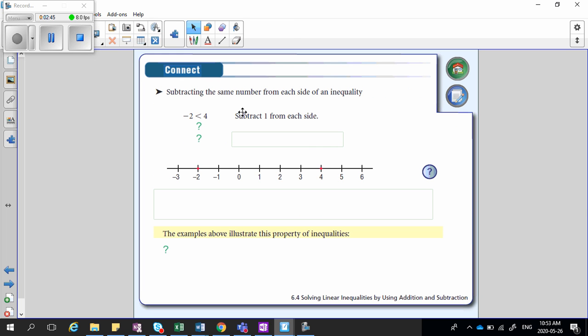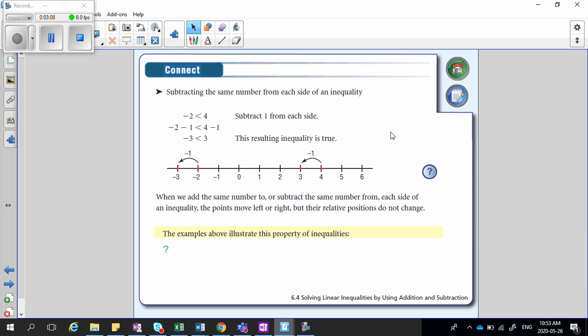Okay, so what about subtraction? Look, if we have the inequality -2 is less than 4, yep, there's one, there's the other on the number line. Subtract 1 from each side. Let's try. Okay, so we have -2 minus 1. And on the right, we have 4 minus 1. So -2 minus 1 will be -3. And 4 minus 1 will be 3. And is -3 less than 3? Yes. Okay, so it's still true. So if we subtract the same number from both sides, then that inequality is still true.